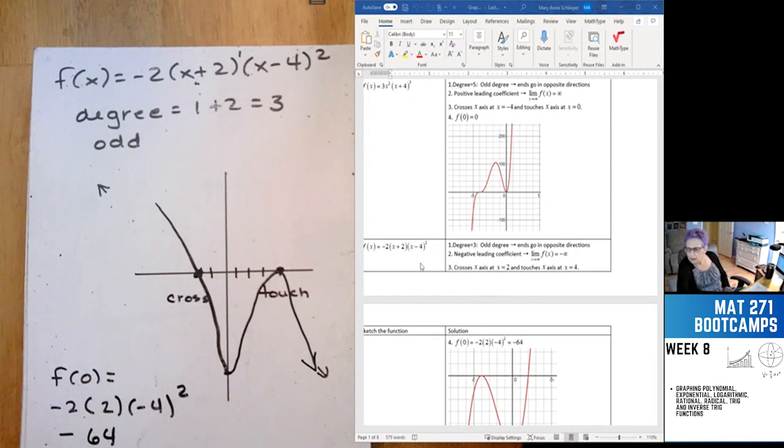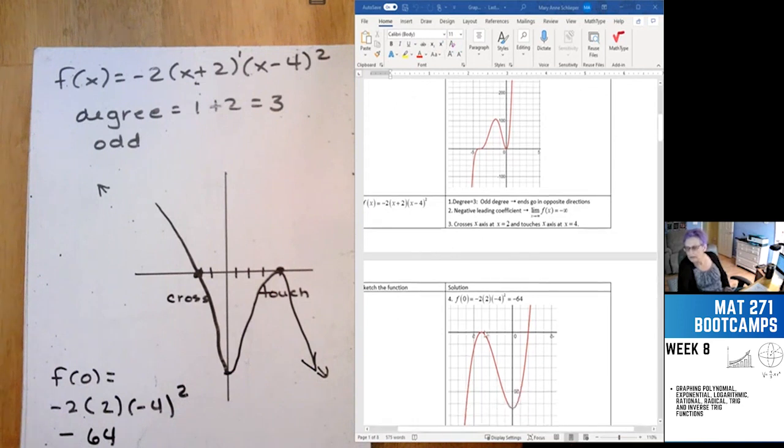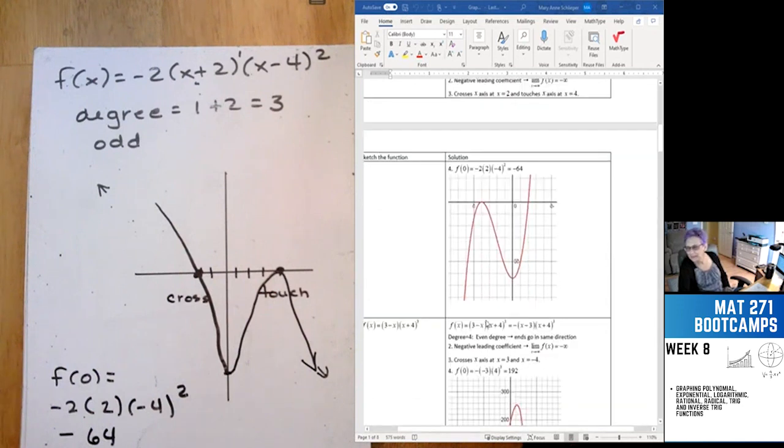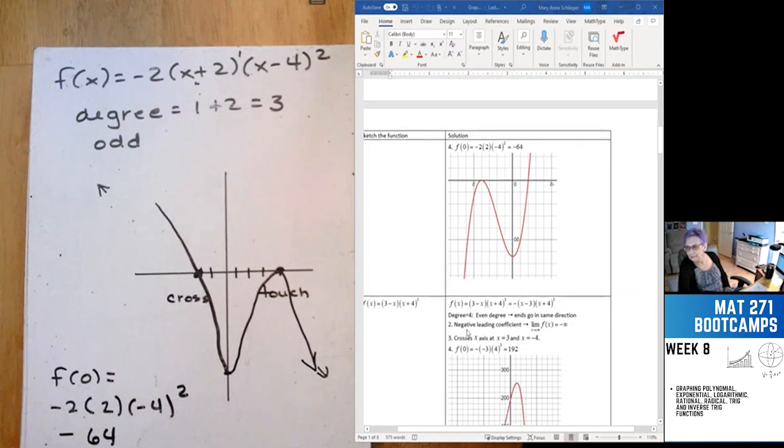It looks like I graphed the wrong thing there. I'll have to fix that picture, because that one's touching at -4 and crossing at +2. So I graphed x minus 2 and x plus 4 squared. I'll fix that. Oh no, that's this picture. No, it's not. Okay, that's all right. Any questions?